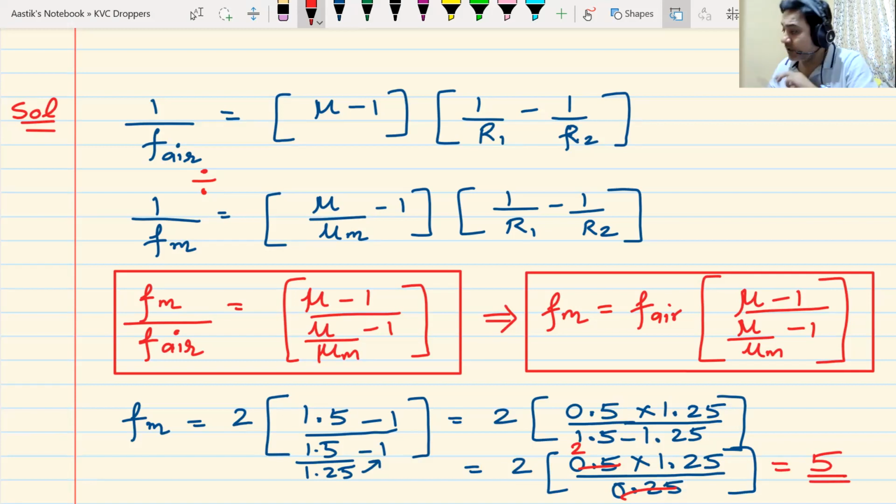Yes, sir. So I have deduced this formula. With the help of this formula, you can find the focal length of any lens in any medium if you know the focal length of the lens in air. Can I have some reason that we understand this? Yes, sir.